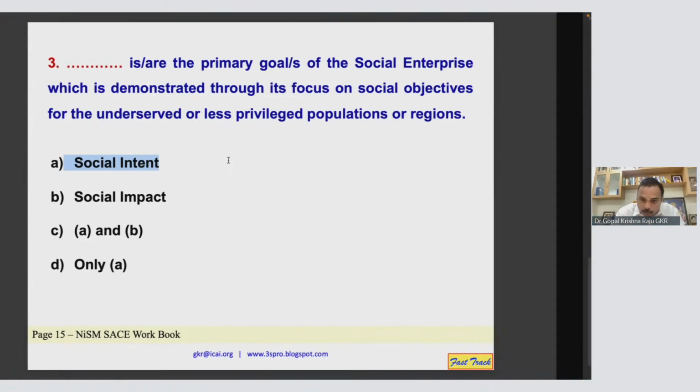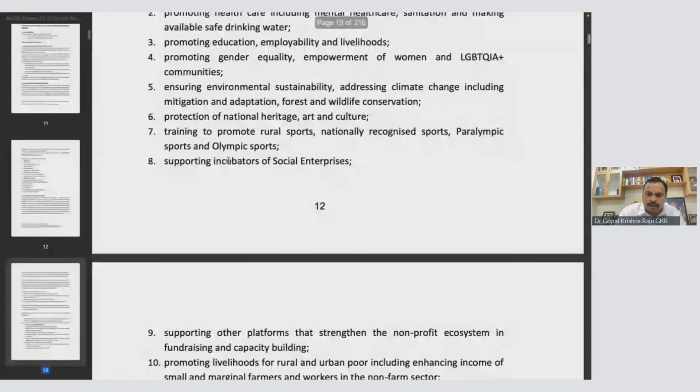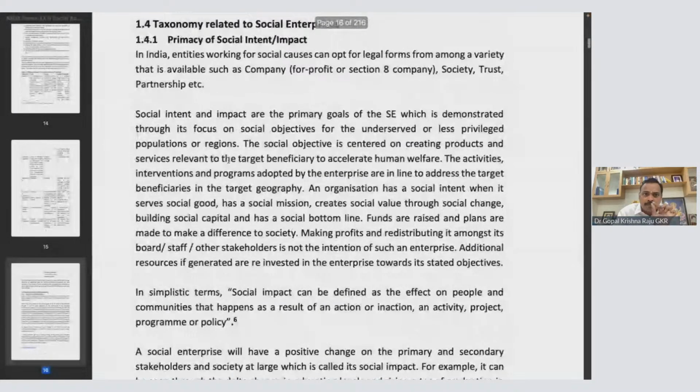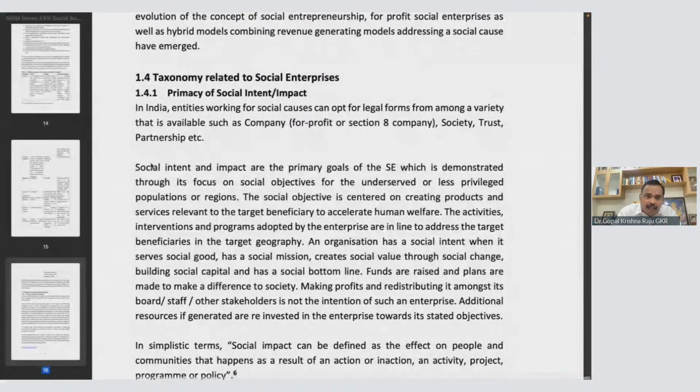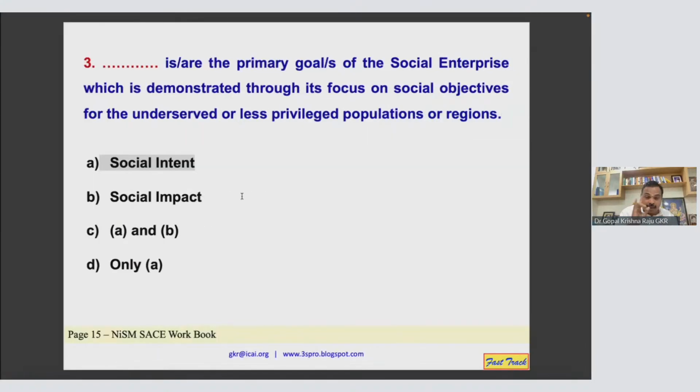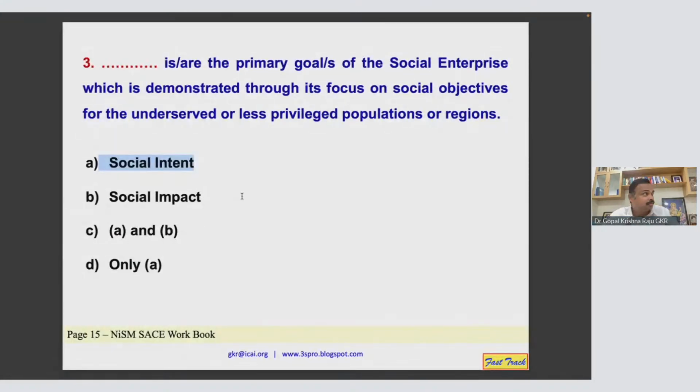Now I'll take you to this very important concept: social intent and impact are the primary goals of a social enterprise. Please understand, intent alone will not help. All these years, people had good intention, got the donation, and then spent the money. Whether impact was created or not, so therefore, in a social enterprise, I need to bind them with intent and impact.